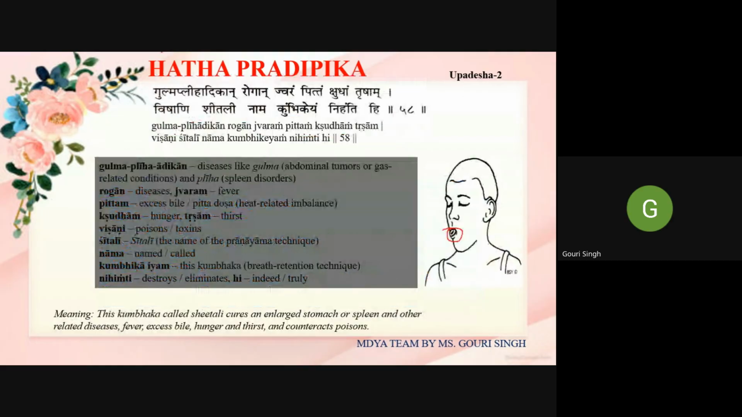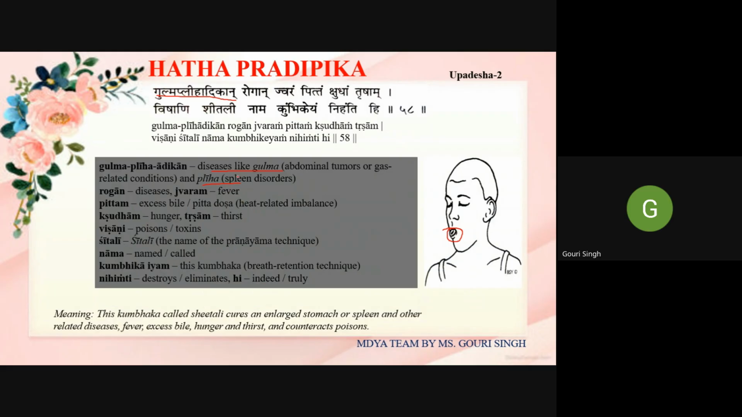Then what is the benefit if you are performing the Sitali Pranayam? Gulma, Pliha, Adikani. Gulma Roga, Pliha Roga. We also discussed that in the Dhoti Kriya, whenever we are studying the Sat Kriyas. Gulma Roga means any abdominal or stomach related problems. Pliha means spleen disorders. All these diseases, and others like this.